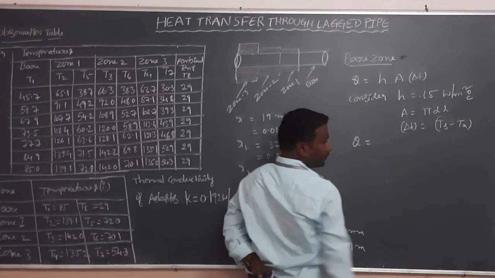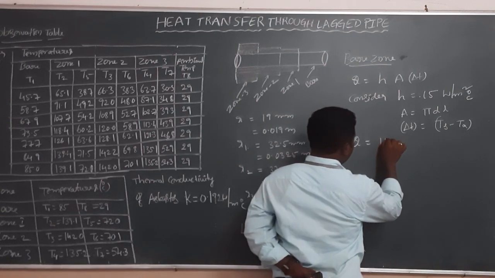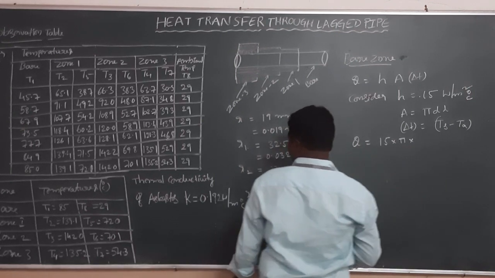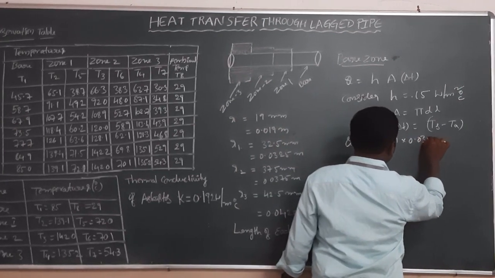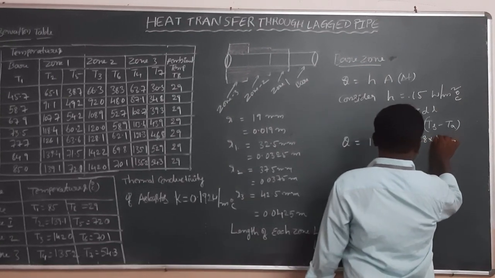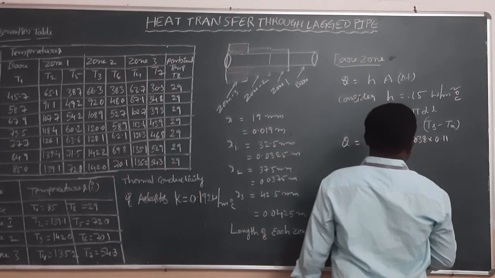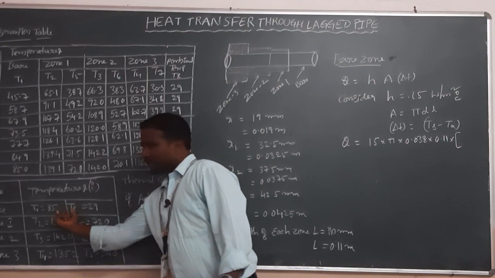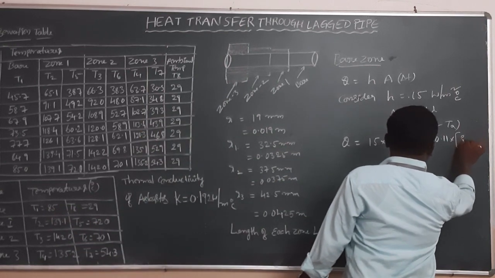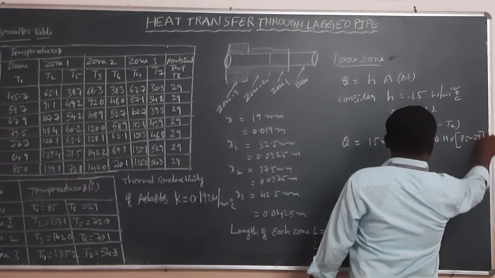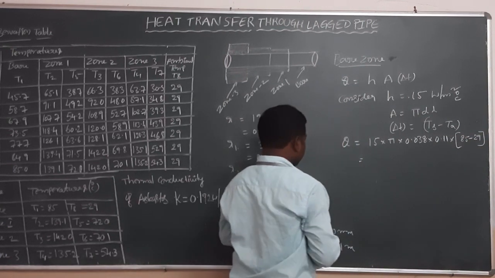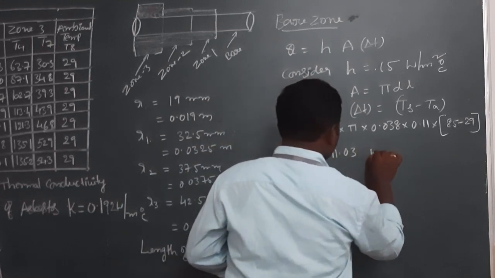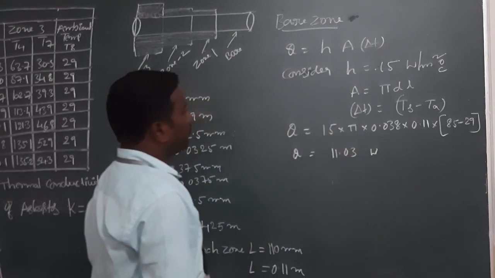Calculate Q, the rate of heat transfer through the bare zone: 15 into pi into diameter. Diameter is 0.038 into length of the zone 0.11, pi d L into temperature difference. Here the bare zone temperatures are 85 minus 29. Substitute these values here. Calculate by using the calculator. 11.03 watts is the rate of heat flow through the bare zone.